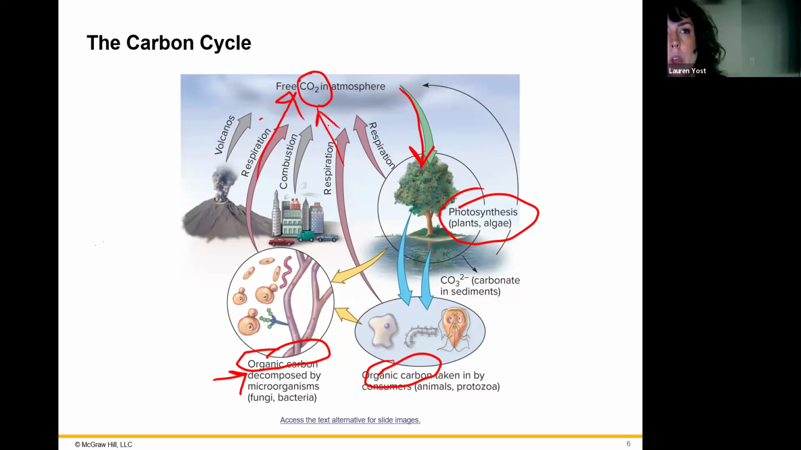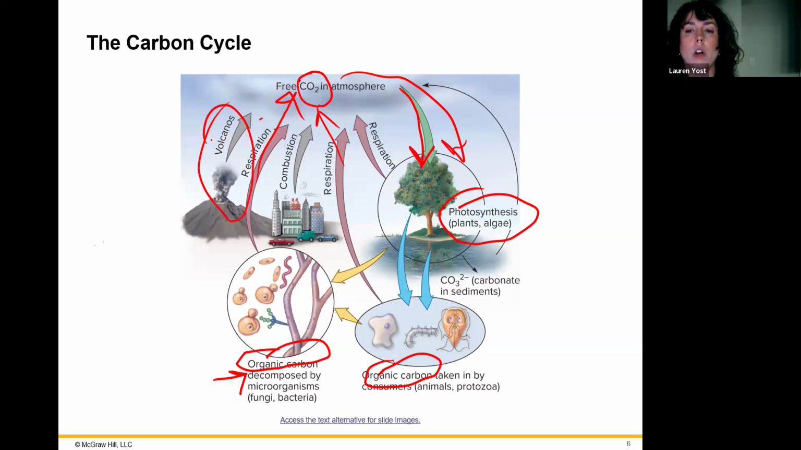It's no surprise that we exhale that as a result of aerobic respiration. So guess what? We exhale carbon dioxide and it goes back into the plants. Then we eat the plants and we exhale the carbon dioxide, and so on and so forth. We also have other additions like volcanic activity and normal combustion that happens in the world, as well as industrial combustion that can add carbon dioxide as well.